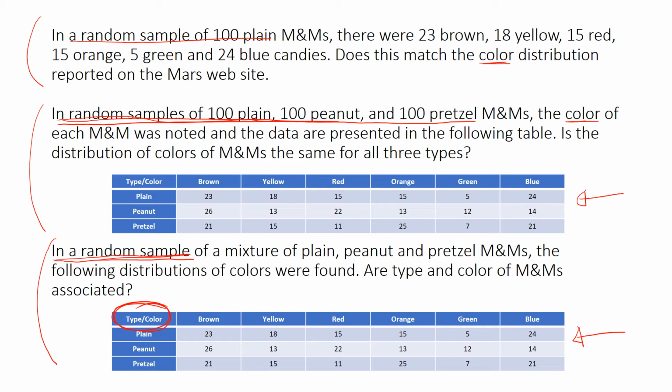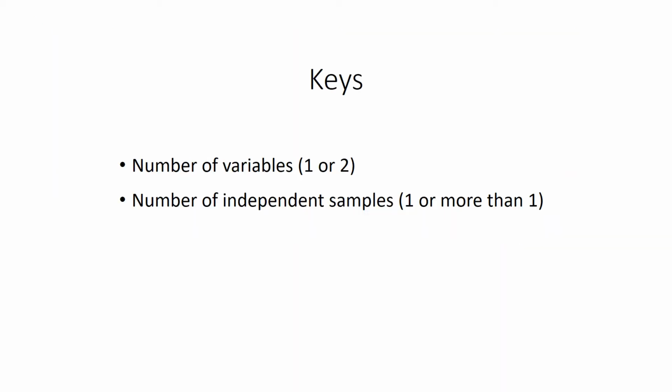Again, in homogeneity, we're interested in whether the distribution of our single variable is the same for all of our samples. In association, we're interested in whether or not the 2 variables are associated or independent. The keys are the number of variables, 1 or 2, and the number of samples, 1 or more than 1.